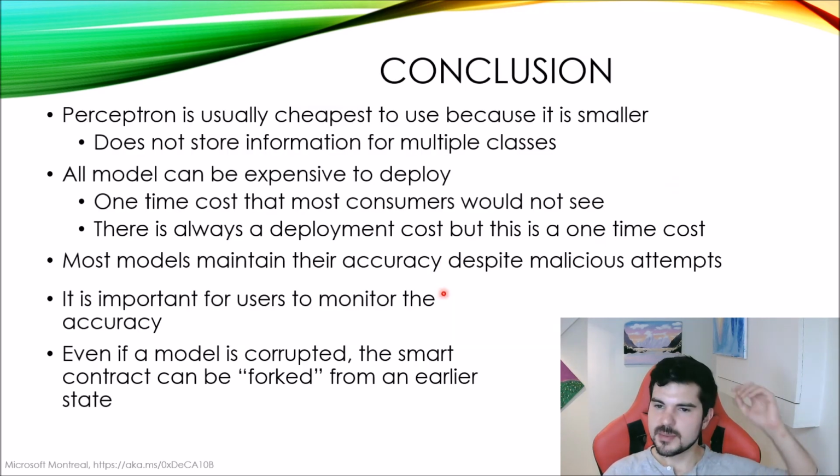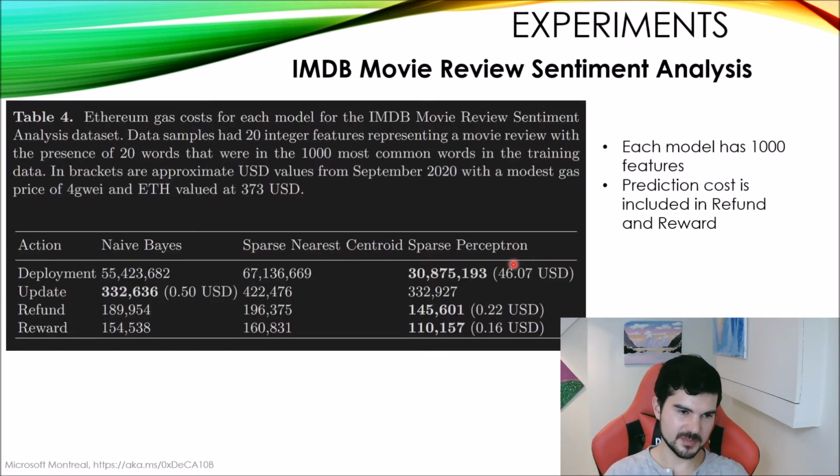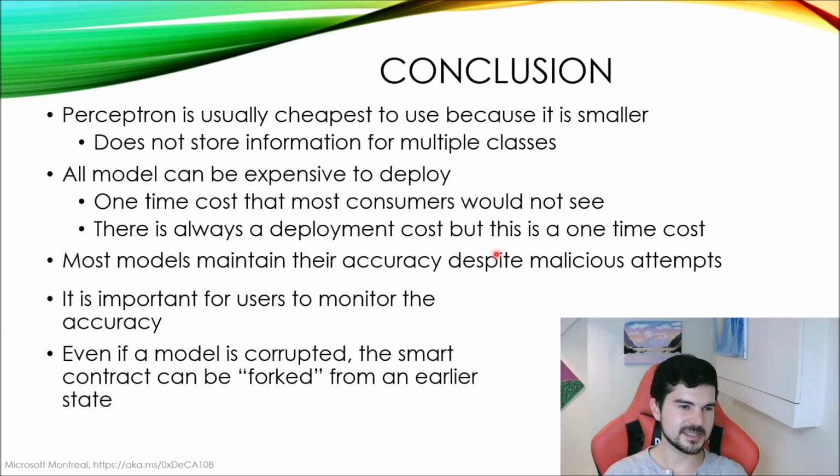Okay, so kind of to sum that all up, the perceptron is usually cheaper to use because it's smaller. It's not storing as much information for all the multiple classes. The models, all of them are expensive to deploy, like you saw. Depends who you are. This 46 US dollars might be kind of expensive, but that's a one-time cost that basically the developer or company deploying this model has to pay, which they would have to pay anyway if they were using a more classical cloud system like Azure, Amazon, Google Cloud, or so on.